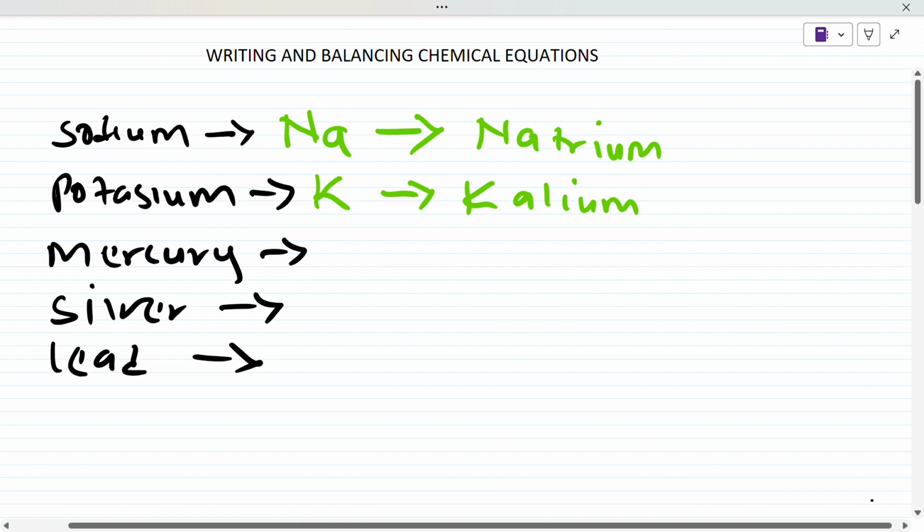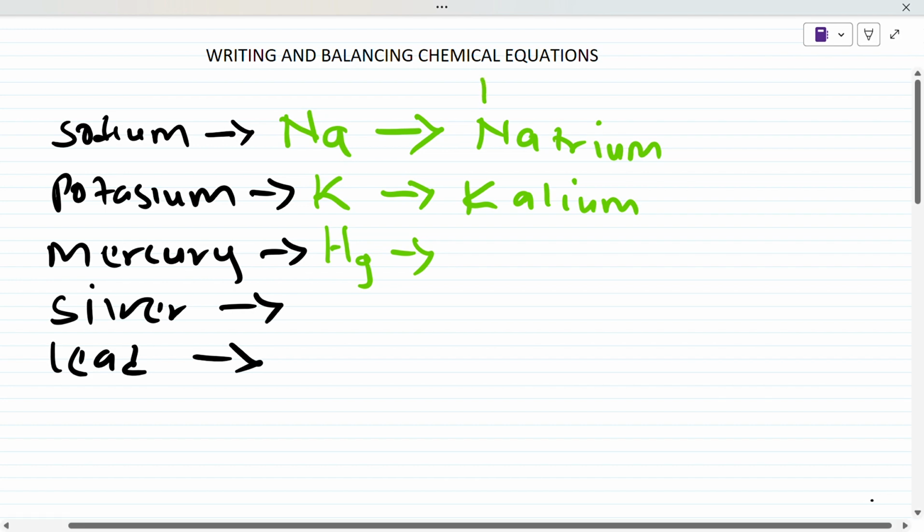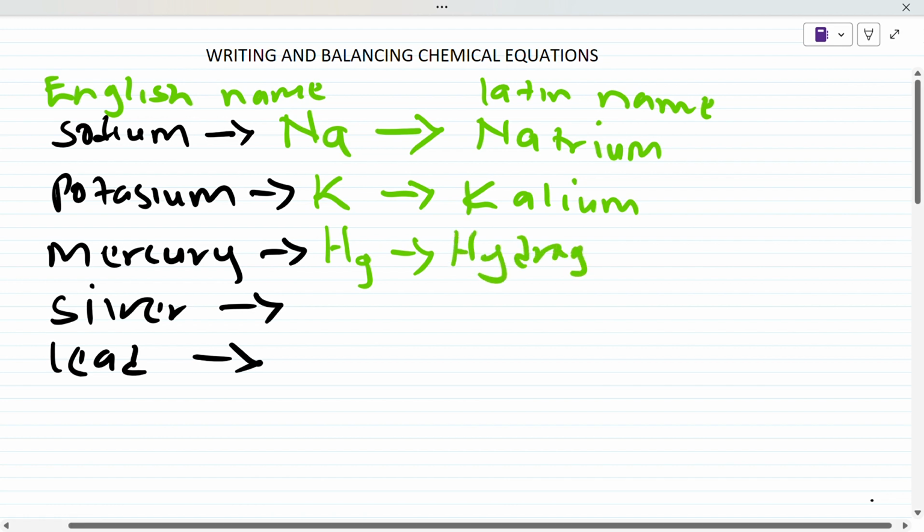Mercury has a symbol Hg, and these symbols were derived from the Latin name. Sorry, I did not indicate here. These are Latin names. All these ones are English names. So this one is hydrargyrum, hydrargyrum.